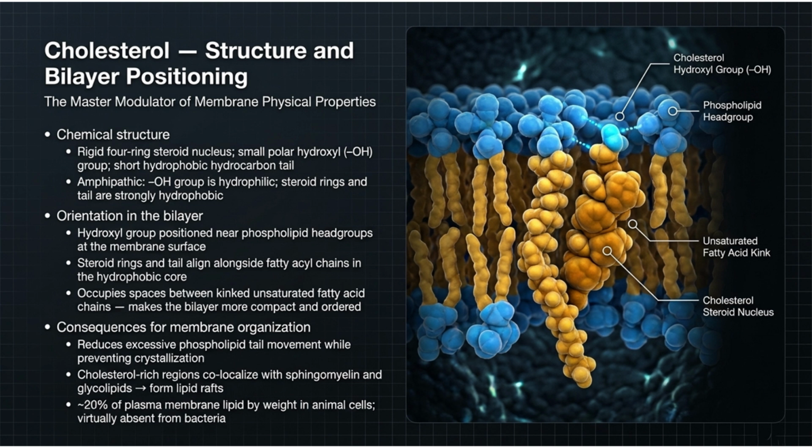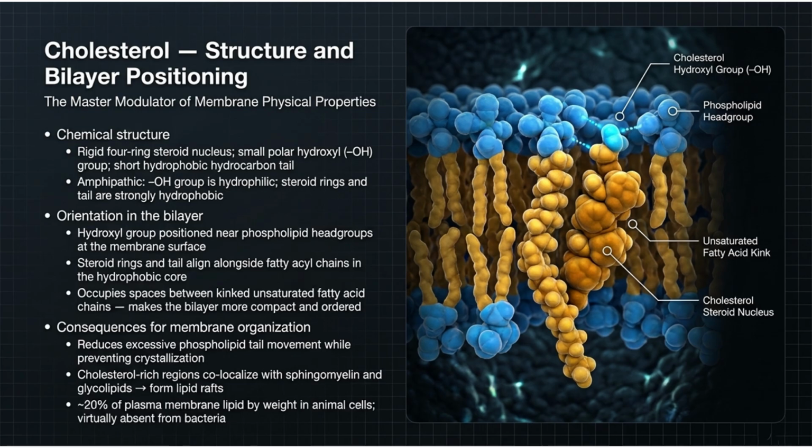Cholesterol-rich regions of the membrane colocalize with sphingomyelin and glycolipids to form lipid rafts, those ordered signaling microdomains we discussed when examining sphingomyelin. These specialized platforms depend on cholesterol for their existence and their stability. In animal cells, cholesterol constitutes approximately 20% of plasma membrane lipid by weight, a substantial and carefully regulated proportion. Bacteria, notably, lack cholesterol entirely, which is one of the reasons bacterial membranes behave quite differently from animal cell membranes and why drugs that target cholesterol biosynthesis can be selective for eukaryotic cells.